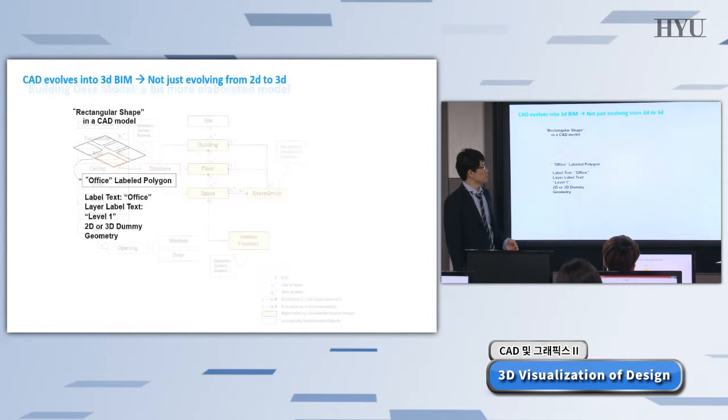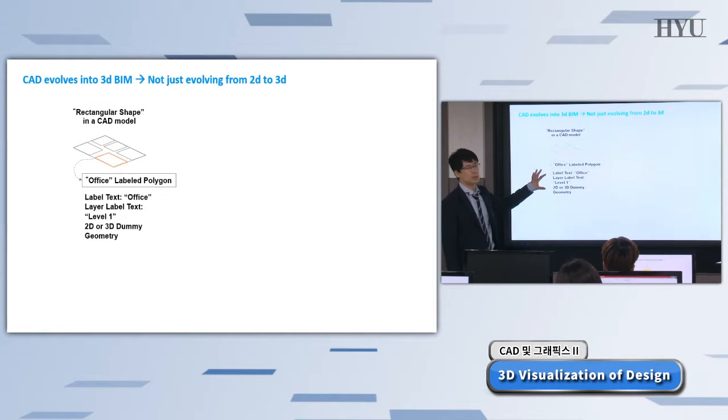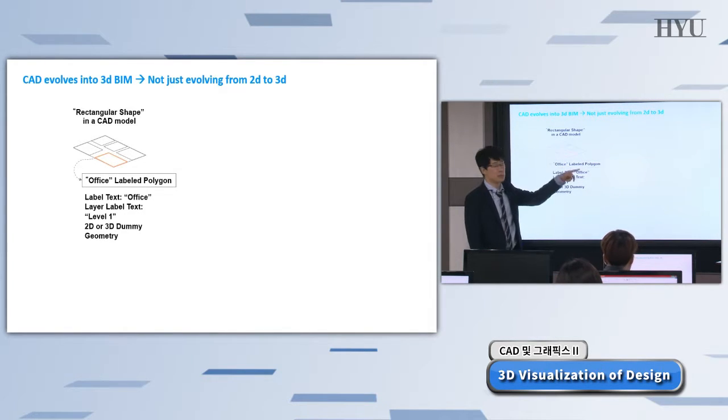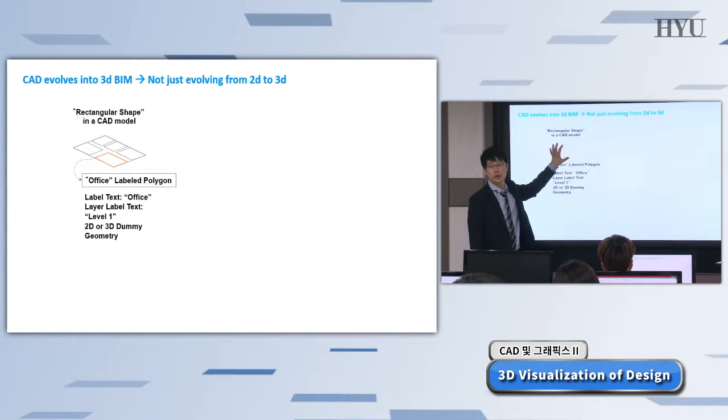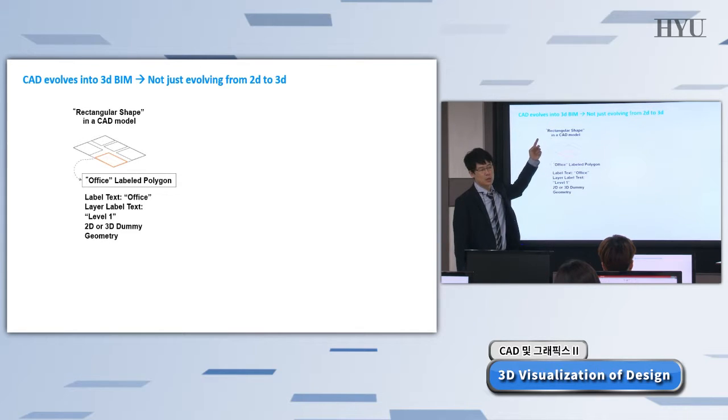So let's briefly talk about this change, okay? This one, now you are second year students, so you may recognize this is something like a floor plan, okay? Four spaces and one single corridor. This is a kind of floor-plan-looking drawing. But in a CAD system, AutoCAD or SketchUp, or even in 3D Max, this is an office-labeled polygon, okay? And a series of lines, geometry only.